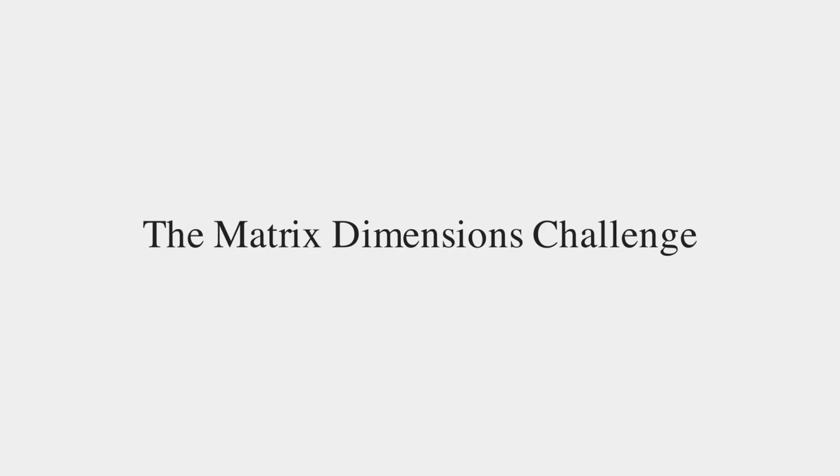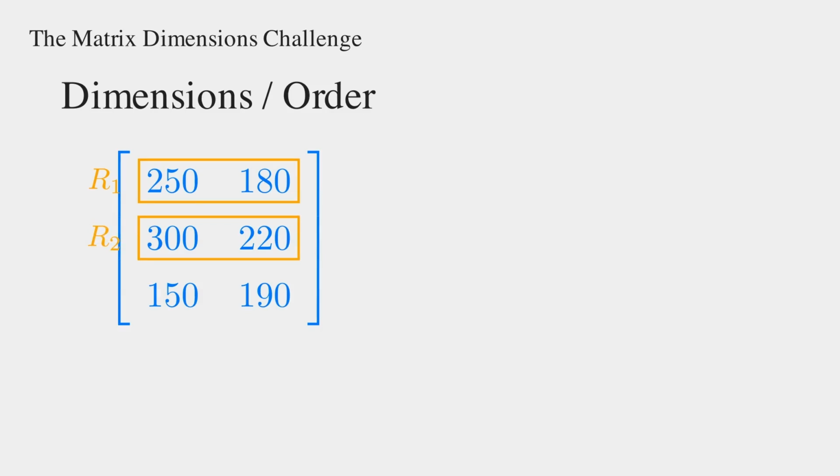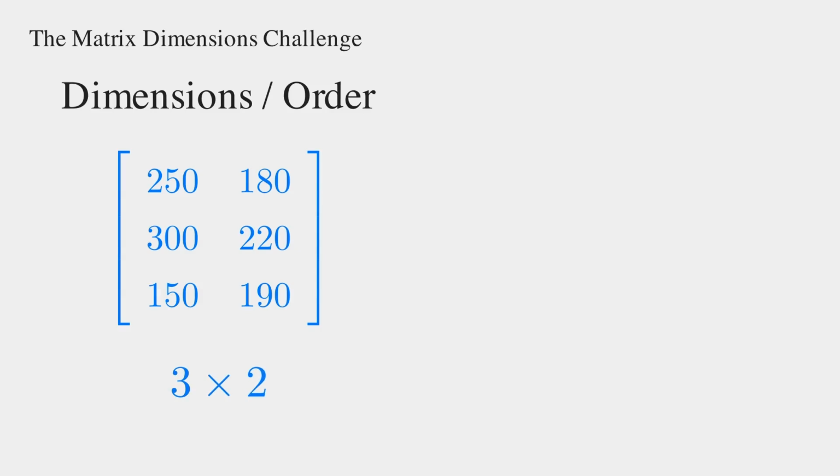Now, every matrix has a specific size or dimensions, also known as its order. This is defined by the number of rows and columns it contains. We always state the number of rows first, followed by the number of columns. So a matrix with m rows and n columns has an order of m by n, written as m times n. Our coffee inventory matrix, for instance, has 3 rows and 2 columns, making it a 3 by 2 matrix. This order tells us exactly how our data is structured.